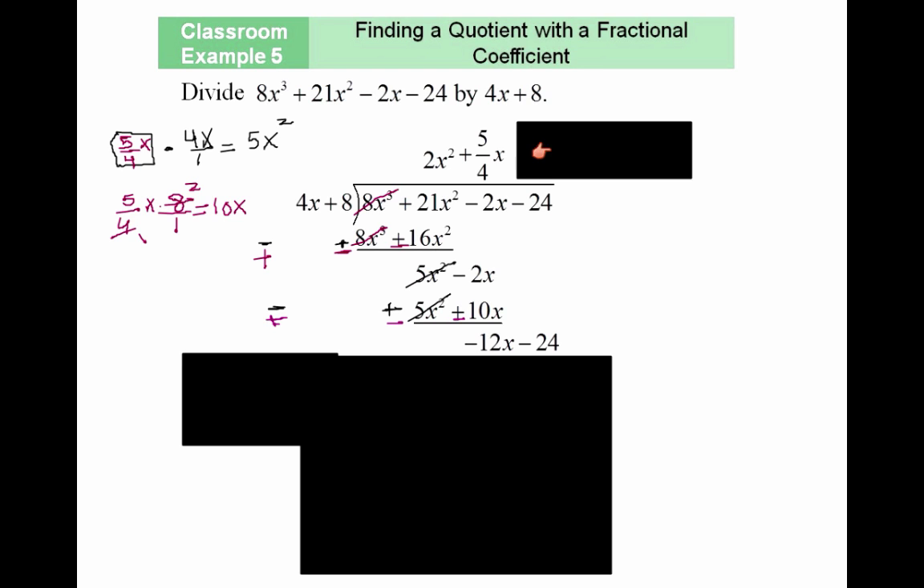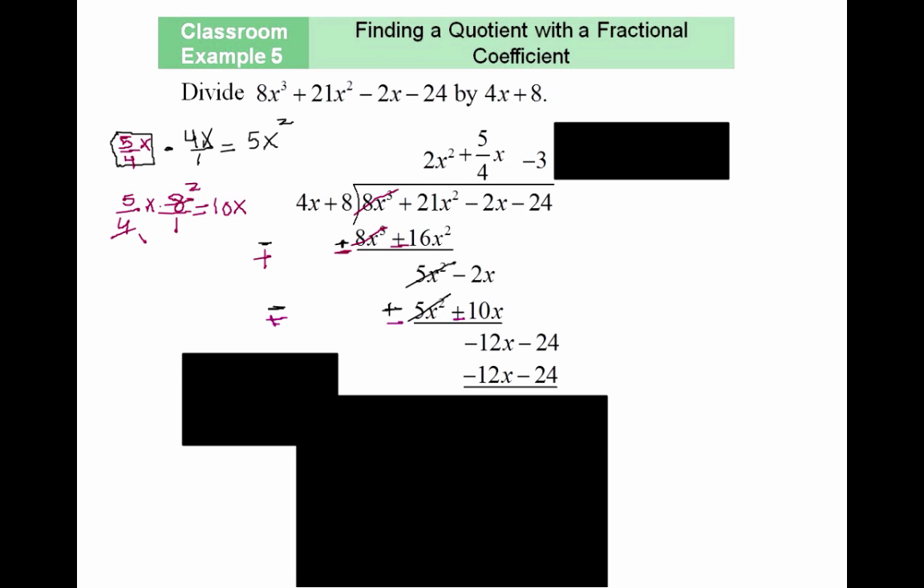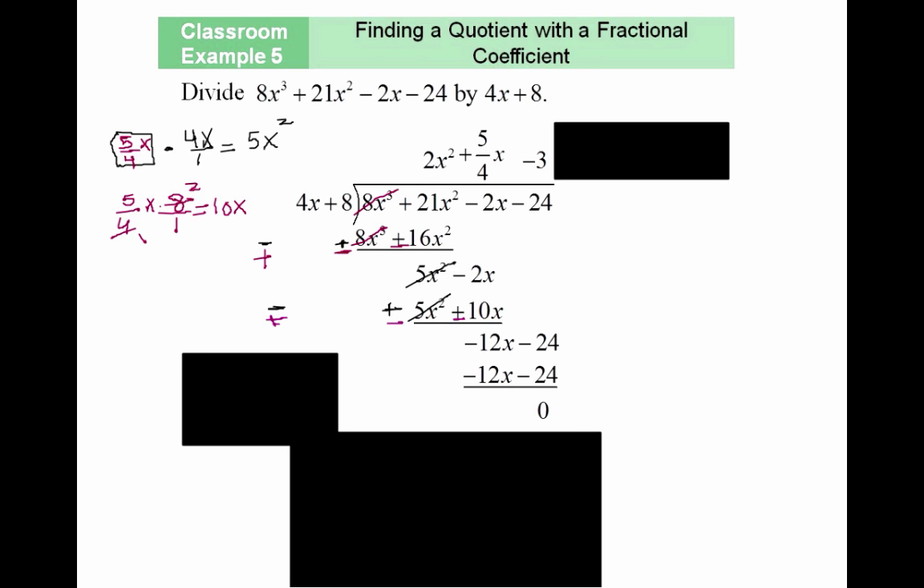The next question is, what times 4x gives me minus 12x? What is that? Negative 3. Negative 3 times 4 is minus 12. Negative 3 times 4x would be minus 12x. Now you multiply this negative 3 by 8, and it would give you the same number here. The remainder turns out to be 0 in this case.